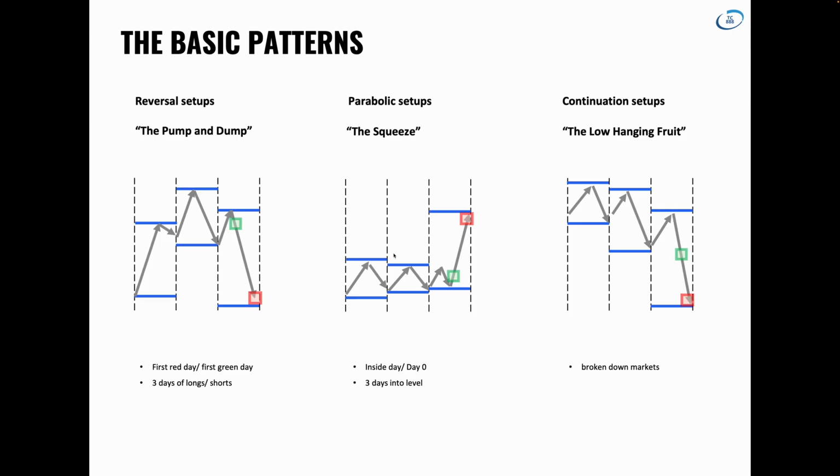So stepping a bit back and looking at the bigger picture, what the basic patterns are. For me, in the Stacey Burke system, there are 3 major setups, 3 major patterns you're looking for all the time. We have the reversal setups that everyone is hunting, the pump and dump, dump and pumps. The signal days for that are first red, first green day, and 3 days of longs and shorts.